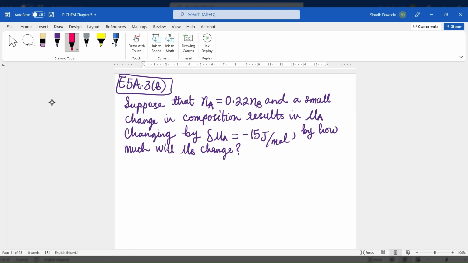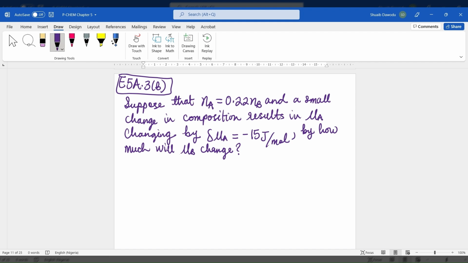Today we're going to be working on the question on the screen that says, suppose that n sub A is equal to 0.22 n sub B and a small change in composition results in mu sub A changing by negative 15 joule per mole. By how much will mu sub B change?